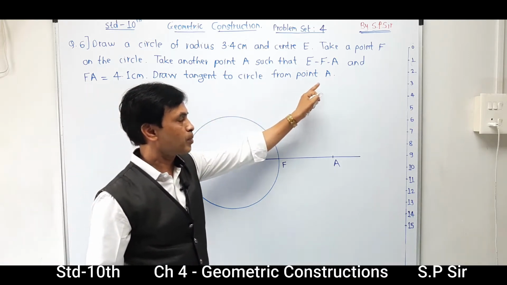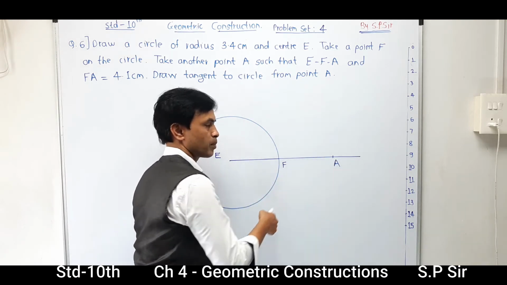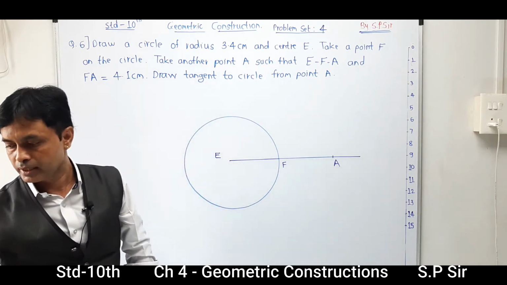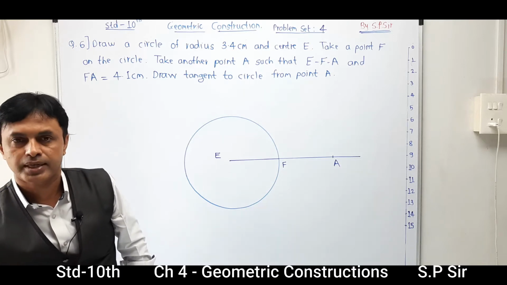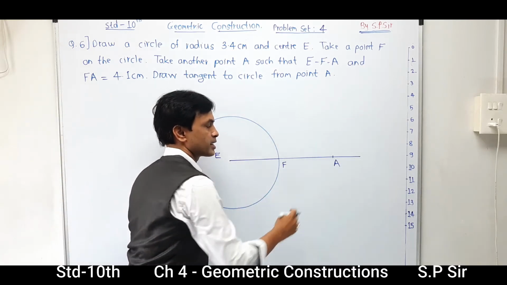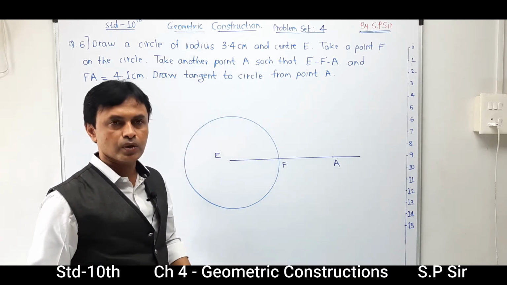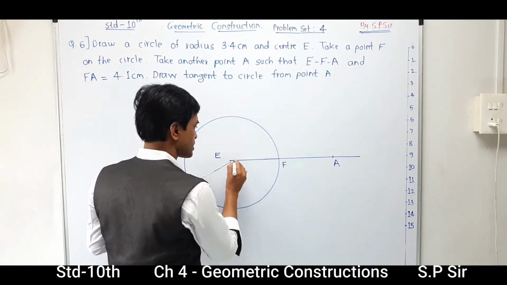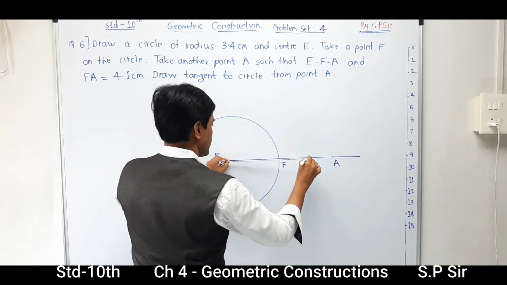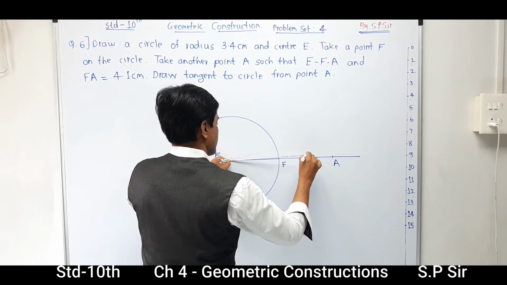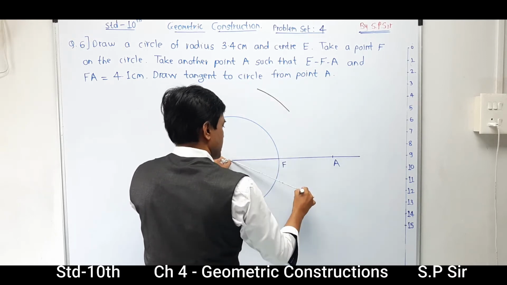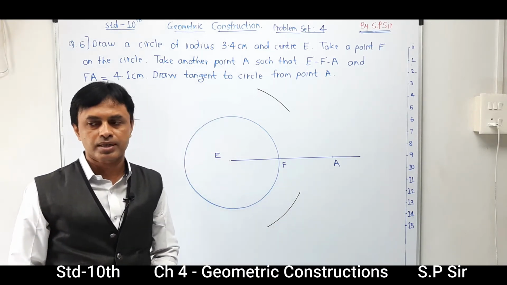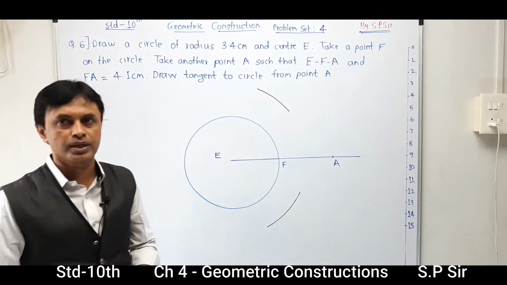Draw tangent to a circle from point A. Means we have to draw a tangent to a circle from point A. In this case, first of all we have to draw a perpendicular bisector on EA. When you want to draw a perpendicular bisector, in this case E and A are considered as endpoints. Take a distance more than that of the radius, starting from point E, and we have to make two marks. Here one mark is upstairs and the second mark is downstairs. Definitely these marks are larger in size.